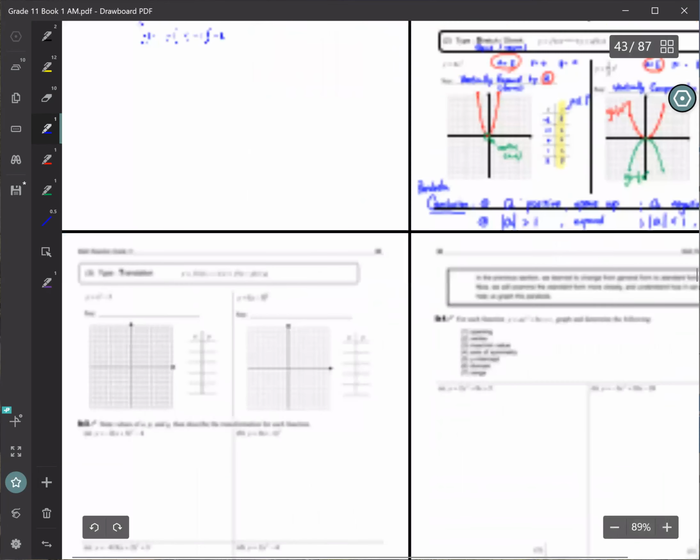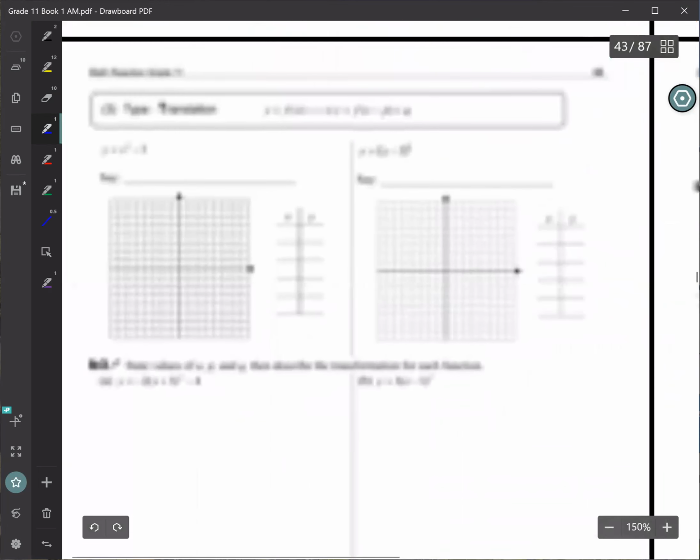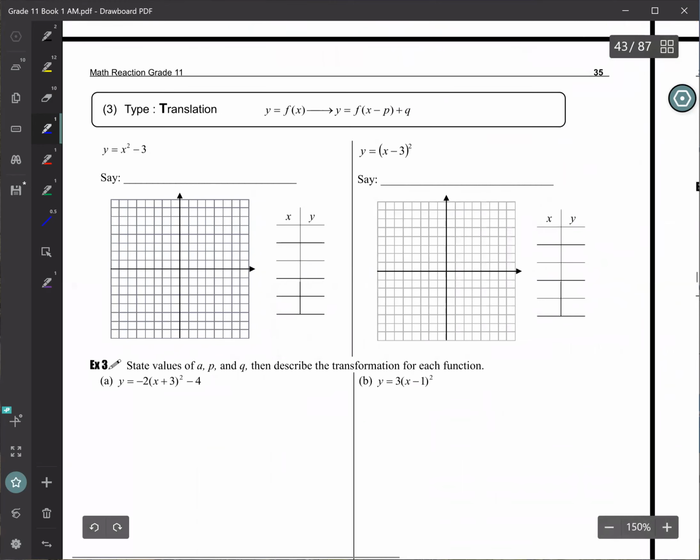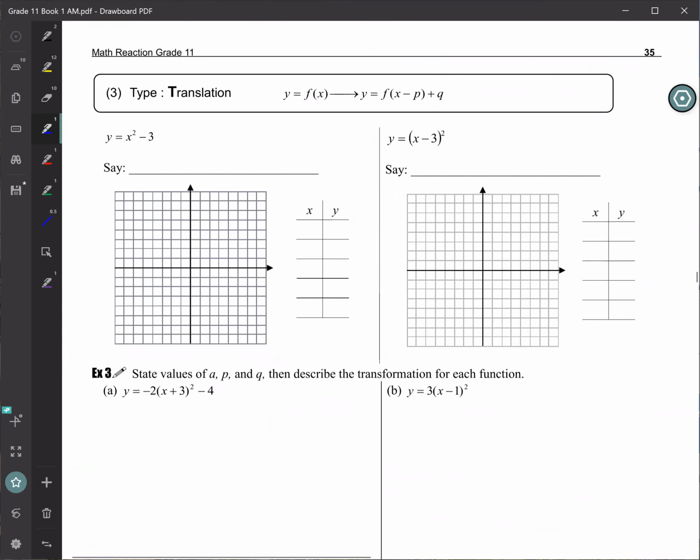So next page, okay, so everyone please turn to page 35. So the third type of transformation is called translation. Translation is not translating the language, okay? Translating here represents the moving, okay? You can either move up and down, right? Or you can move left and right, moving the graph. So let's take a look at the first one.